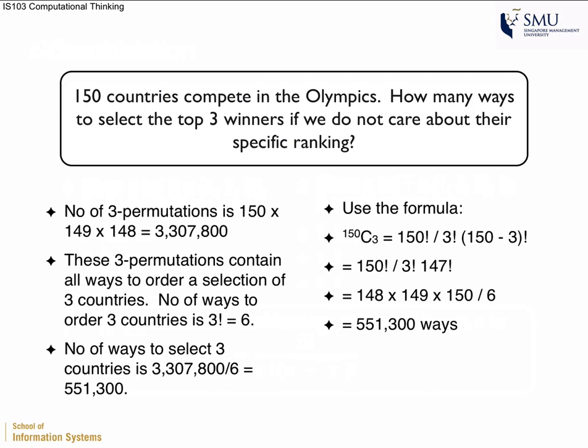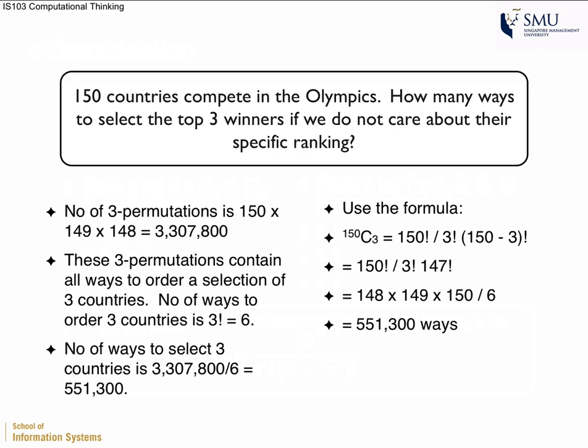Now, for any 3 objects, there are going to be 3 factorial different ways to permute them. In the case of ABC earlier, we have ABC, ACB, BAC, BCA, CAB, and CBA. There are 6 permutations, but the 6 permutations refer to the same combination. So if we want to know the number of combinations, we look at the 3-permutations and divide by the number of ways in which we can permute 3 objects, which is 3 factorial. So we get 3.3 million divided by 6, which is 550,000.